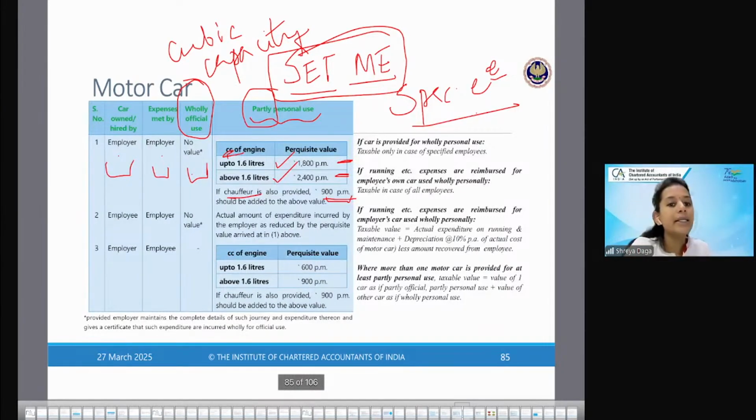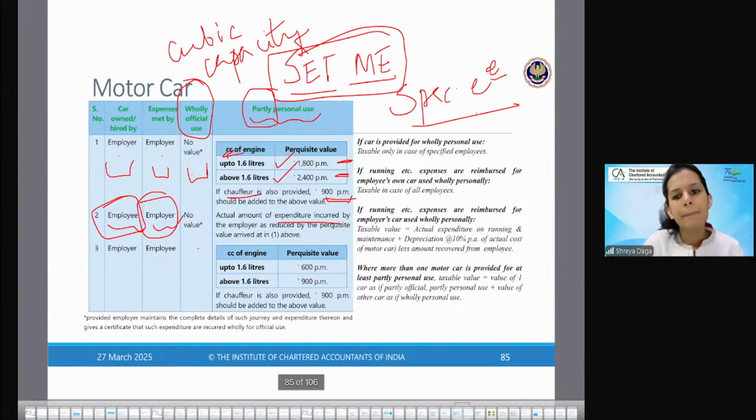Okay. In a second category, if the car is owned by employee and expense is met by employer, then at least the depreciation bit the employee is handling himself. Employer is not making good, right? What is employer doing? Employer is meeting the running and maintenance expenses. So then the expenditure incurred by the employer is actually the perquisite. Simple. If the car is the employee's own car and employer is only reimbursing the running and maintenance expenses, then whatever expenses he has incurred, that is the value of perquisite. What else? Okay, that is very simple.